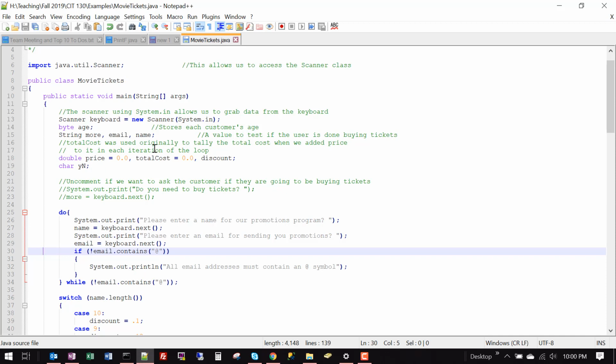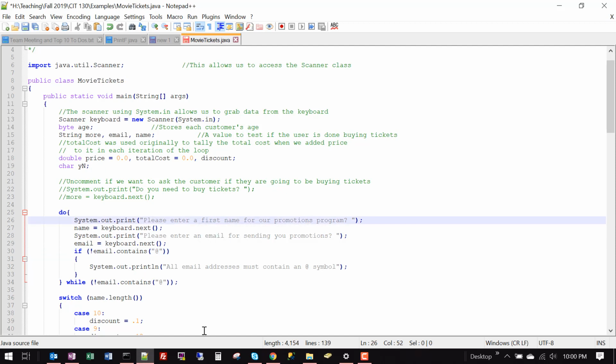Oh, I know what I did wrong. I said name and then entered a full name. Let's just say it's first name, just so we can use the next. I could have used next line here for the full name, but for the promotions program, we just want the first name because when we send the emails, we want to make them really personalized. So it'll be Brian.